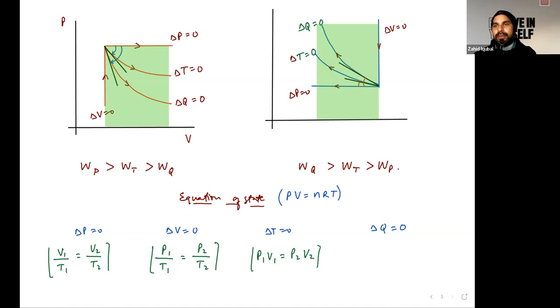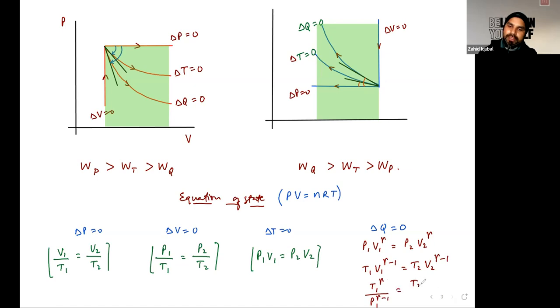But in case of the adiabatic process, we have different terms. First, for pressure and volume, it will be P V to the power gamma equals P V to the power gamma. Second, between temperature and volume, it will be T V to the power gamma minus one equals T V to the power gamma minus one. And third, between pressure and temperature, it will be T1 to the power gamma divided by P1 to the power gamma minus 1 equals T2 to the power gamma divided by P2 to the power gamma minus 1. Let me define a question related to these different equations of state. Reba, any doubt up to this part?